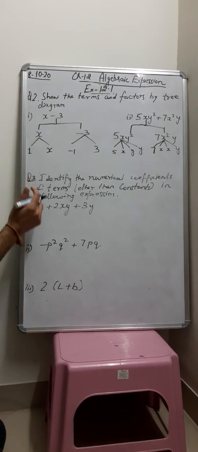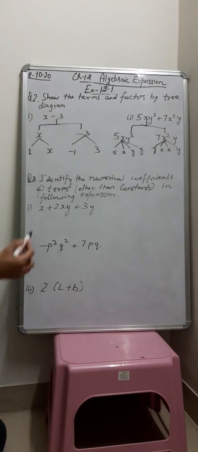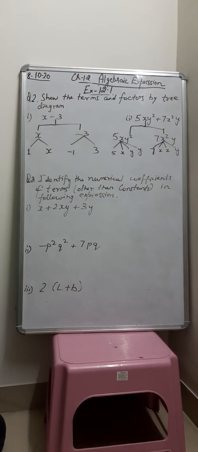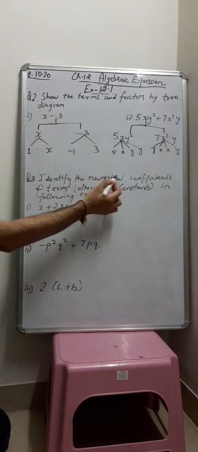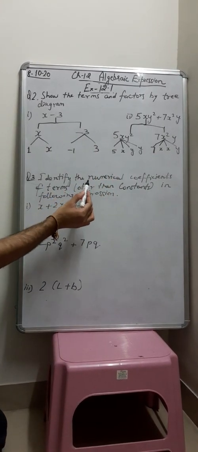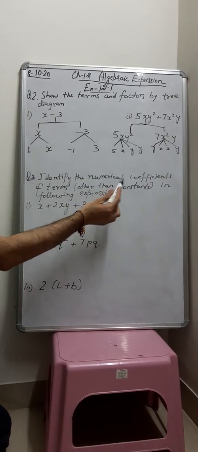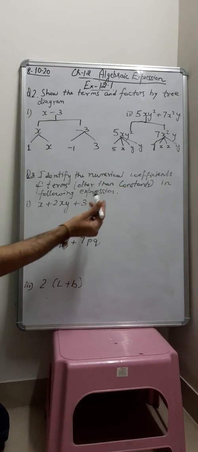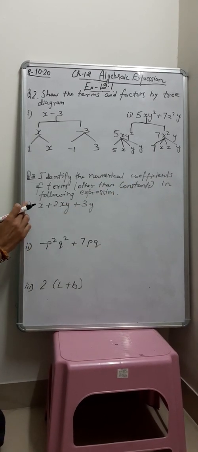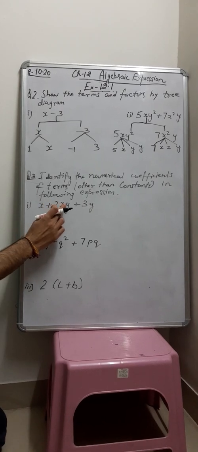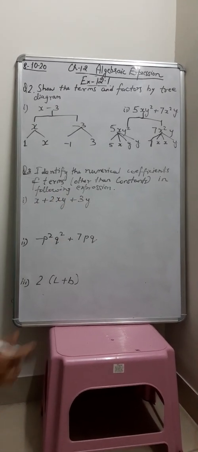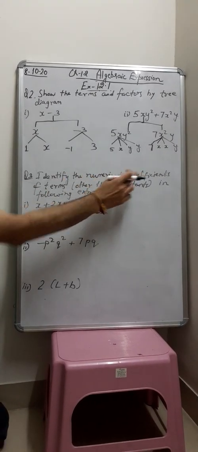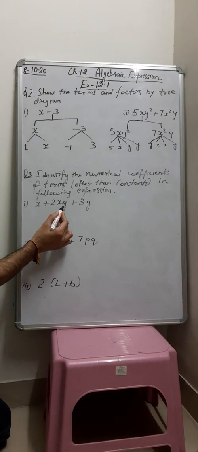Question number 3 is identify the numerical coefficients of terms other than constants in the following expressions. So here we have to find the numerical coefficients of the terms other than constants. That means we do not consider the constant. Constant means numbers in the following expression. The first is x plus 2xy plus 3y. So this is your expression, and here we have to identify the numerical coefficients. There are three terms, first, second, third.